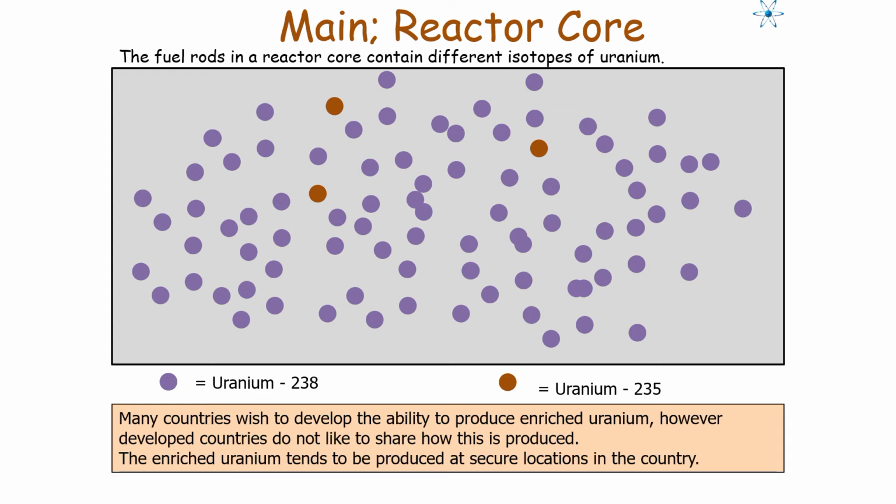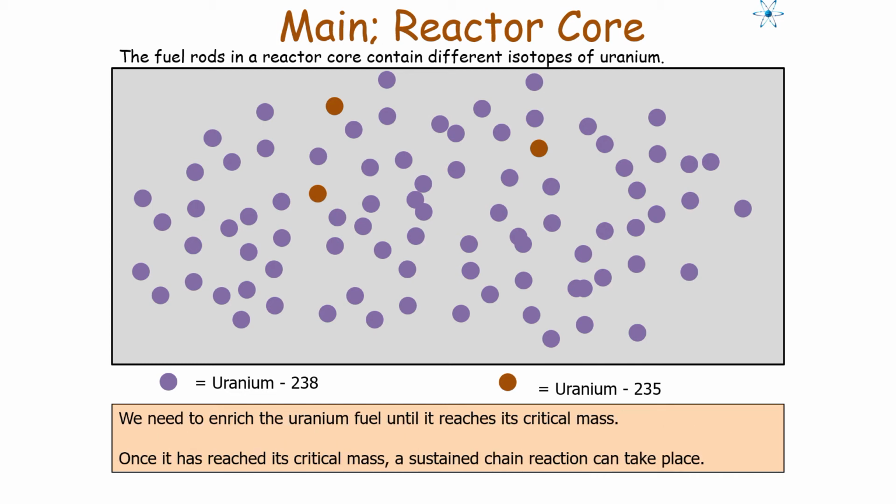Now, many countries wish to develop the ability to produce enriched uranium. However, many developed countries do not like to share how this is produced, and enriched uranium tends to be produced at secure locations in the country. Now, we need to enrich the uranium fuel until it reaches a critical mass. Once you have reached a critical mass, a sustained chain reaction can take place in your reactor vessel.